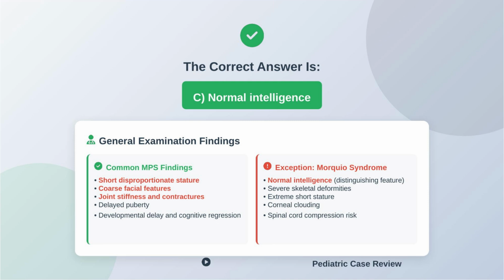Common findings across MPS disorders include short disproportionate stature, coarse facial features characterized by large head, frontal bossing, depressed nasal bridge, thick lips, and prognathism, as well as joint stiffness and contractures. Developmental delay and cognitive regression are hallmarks of many MPS types.